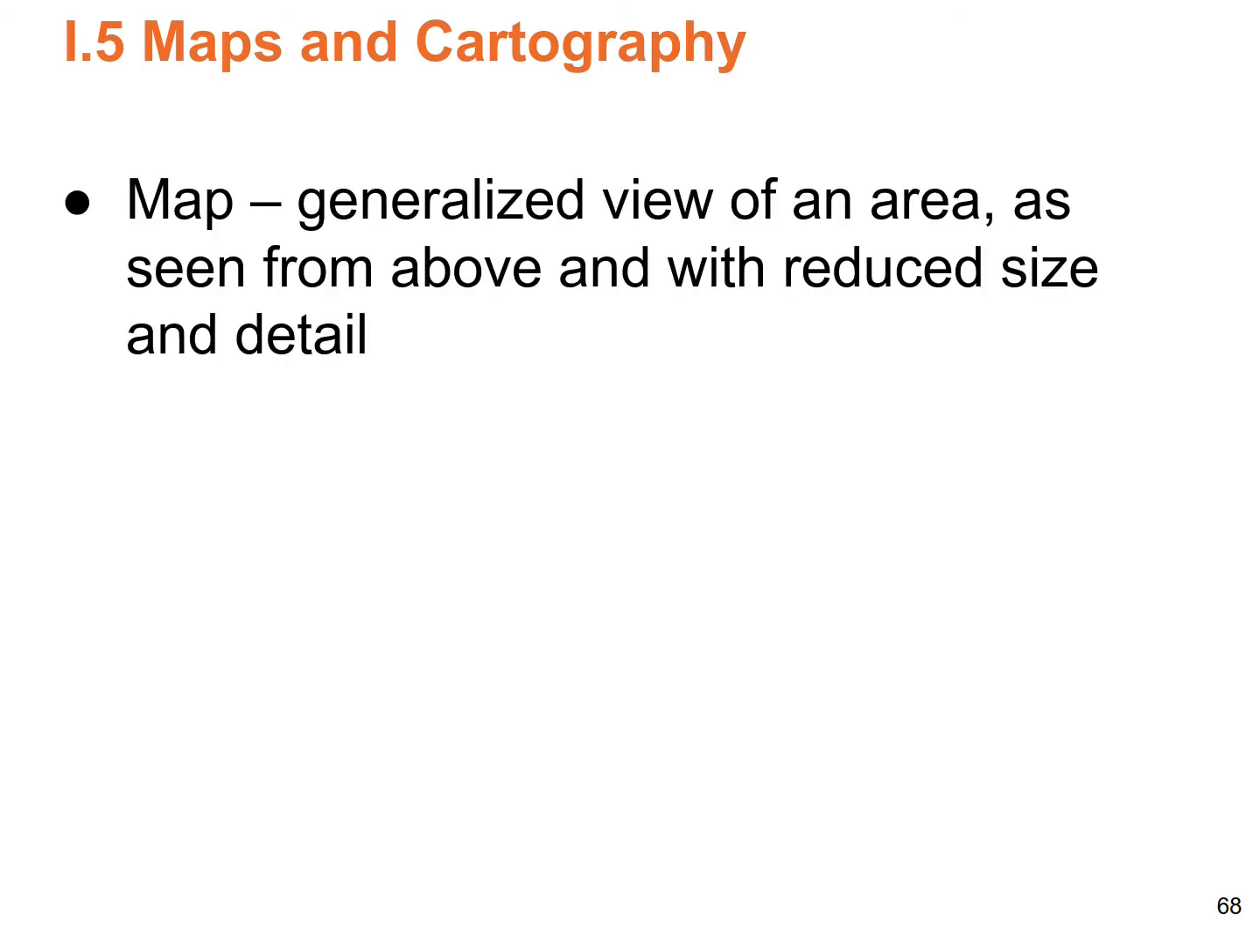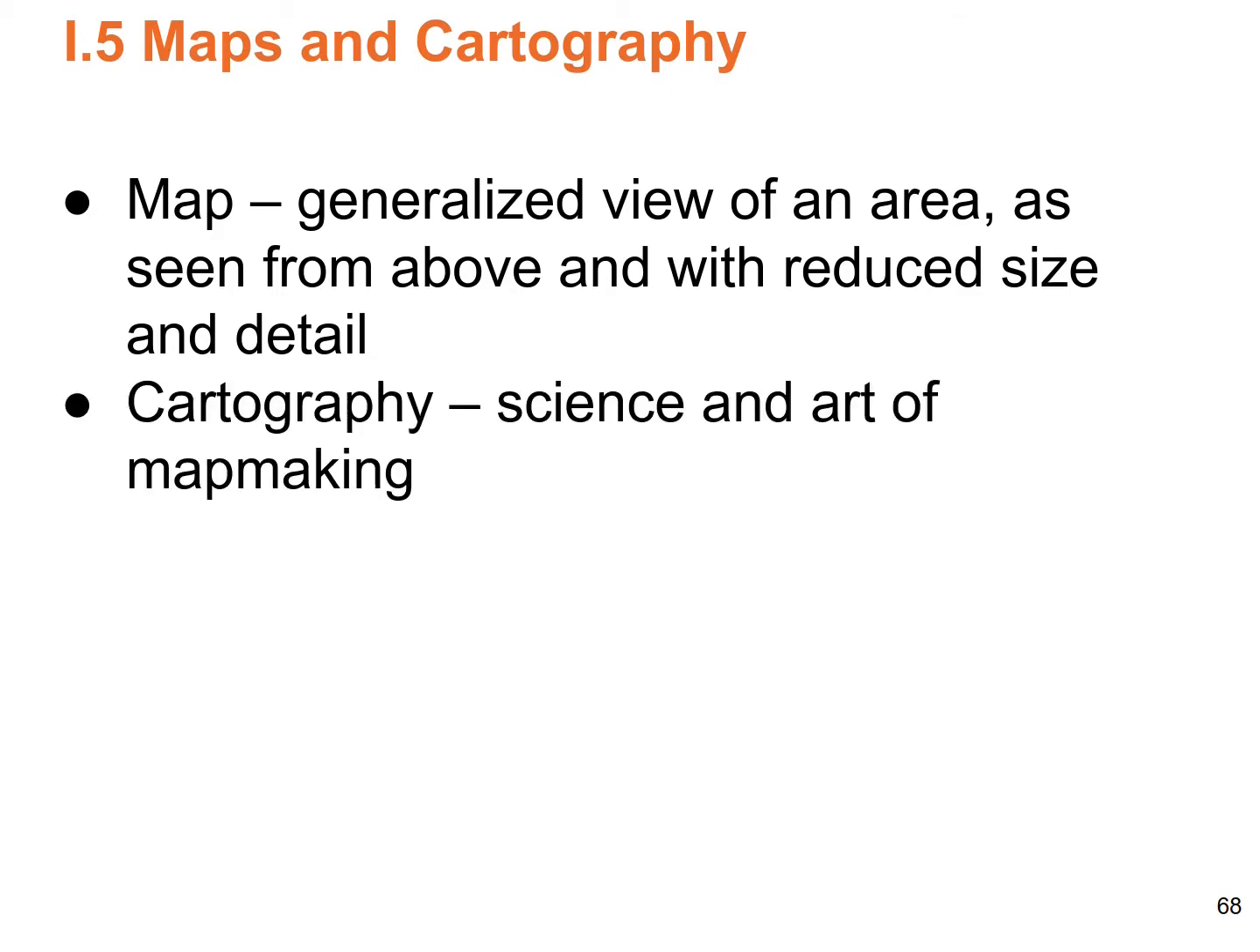A map definition: generalized view of an area as seen from above and with reduced size and detail. So a map is a generalized view of an area. It doesn't have all the details, obviously, that reality does. Otherwise, it would be impossible to see anything. Maps usually are printed as if you're flying directly above the area that you're looking at. Obviously, reduced size, that gets into scale, and I'll talk about that in a minute.